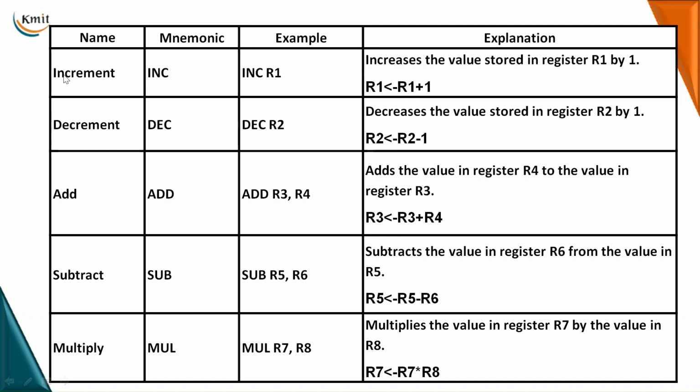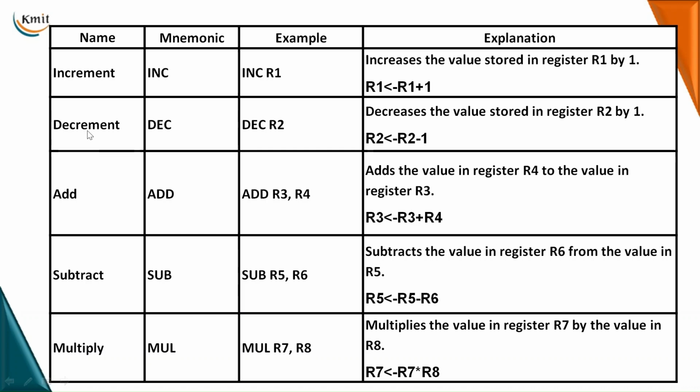Arithmetic instruction. So the first type of instruction is increment. The mnemonic that is used is INC. If you see an example, INC R1 means that it increments the value stored in register R1 by 1. Increment is always incrementing the content of the particular register by 1. So R1 implies R1 plus 1. The contents of the register R1 are incremented by 1, and the result is again stored into the R1 register.